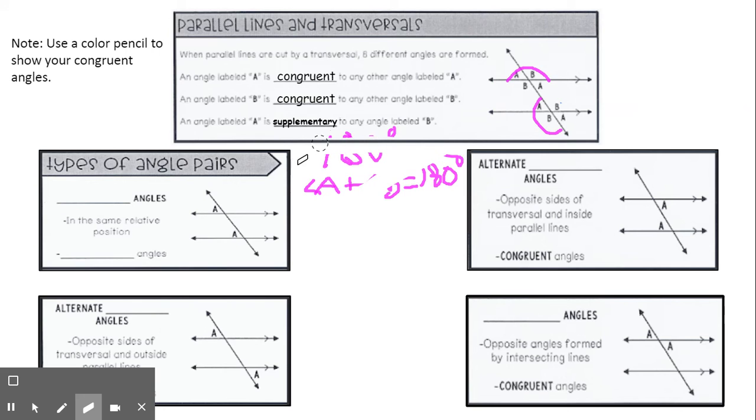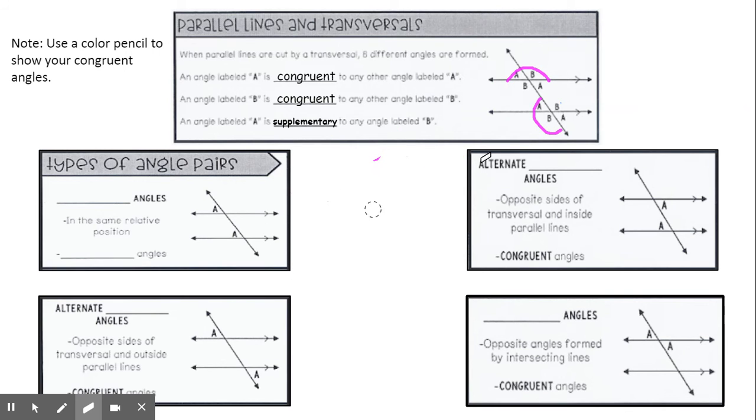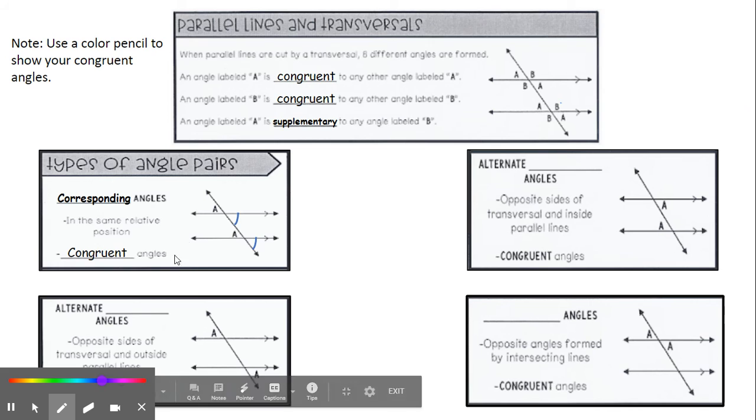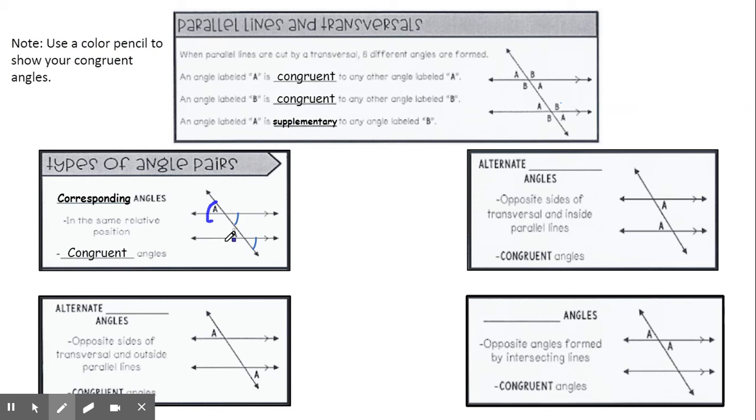Okay, so now the next type of angle we're going to talk about is in the same relative position. As you can see, A and A are on the same side and in the same position. We call those the corresponding angles, and they are also congruent. So they are congruent angles, and they will all be the same value. These correspond and these two correspond and they have the same value.